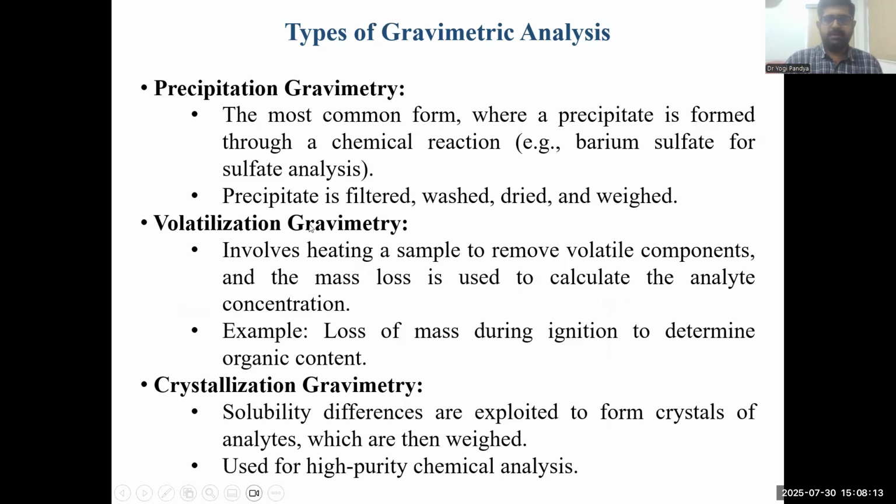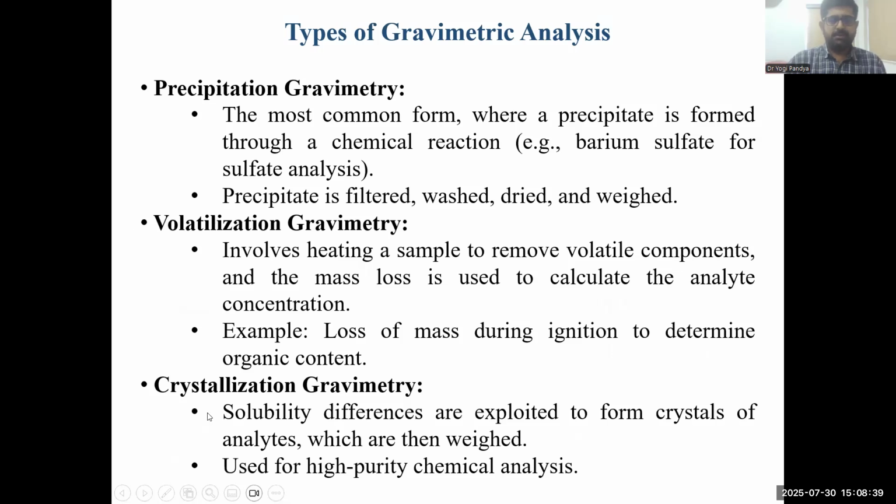Then the second technique is the volatilization method. In this, we are trying to remove the volatile impurities. The loss of mass is used to calculate the analyte's concentration. It means how much mass is lost by ignition or by heating at high temperature. That is determined, right? Meaning the organic content is determined from the loss of mass during ignition.